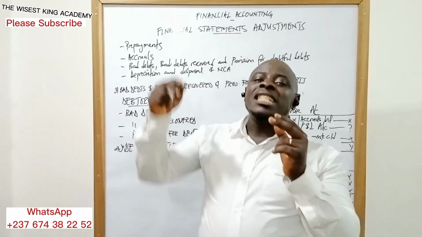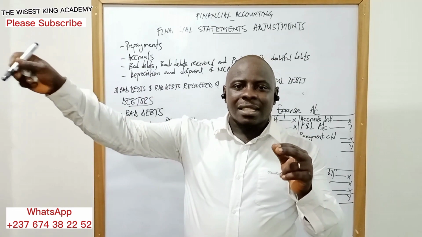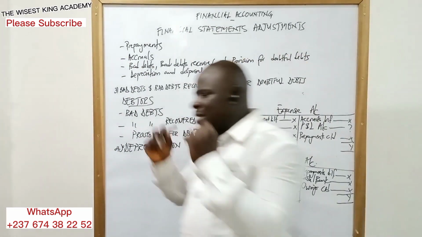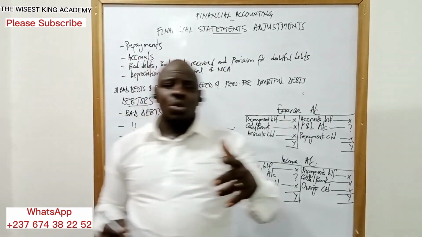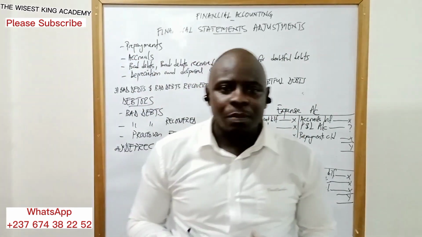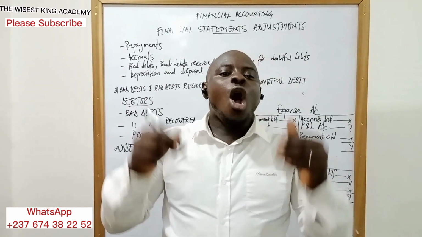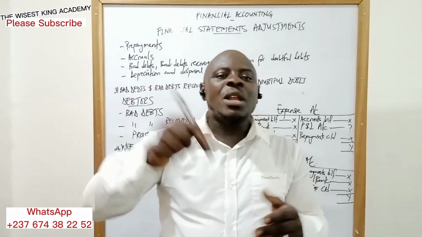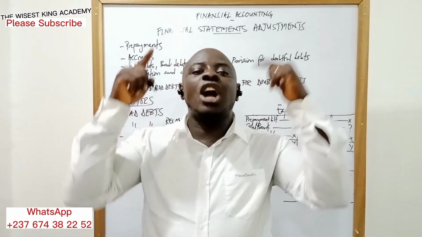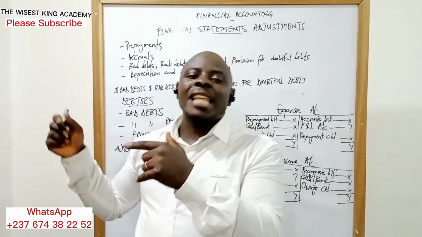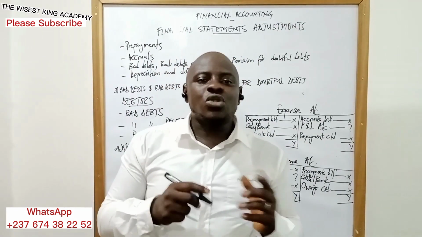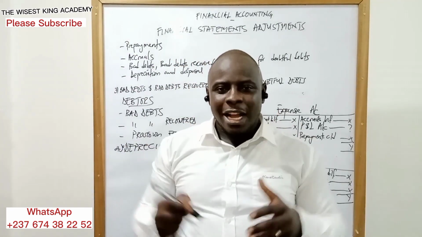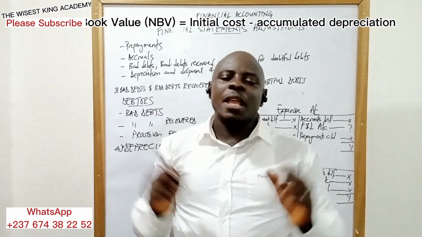And the accumulated depreciation in the trial balance, if any, is the accumulated depreciation in the previous period. Please take note. According to the historical cost concept of accounting, all non-current assets should be shown or displayed in the statement of financial position at their initial cost less accumulated depreciation. The difference between the initial cost and the accumulated depreciation gives the net book value. Very, very important.